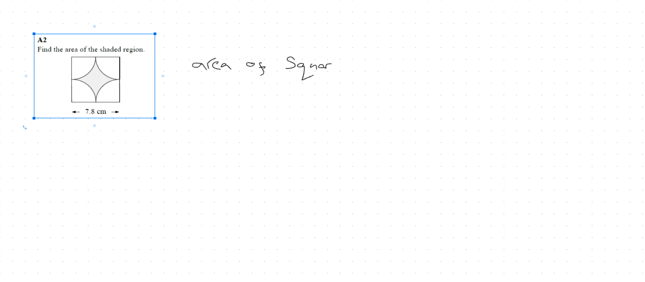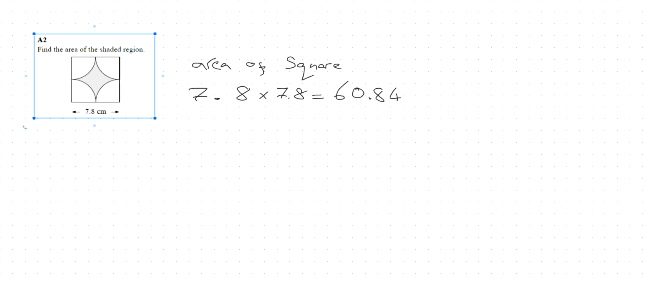Again, I've got length times width, so 7.8 times 7.8 equals, pen stopped working, there we are, 60.84. So that's the area of the square.